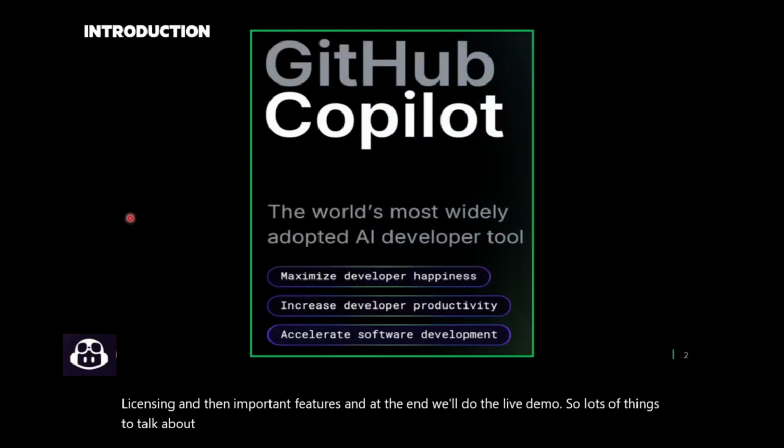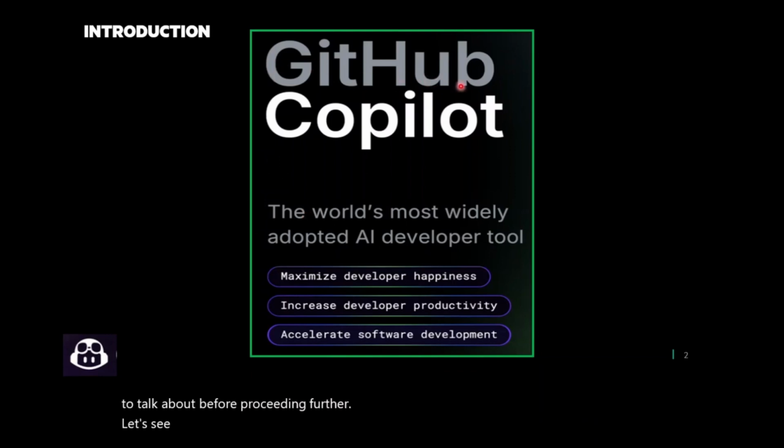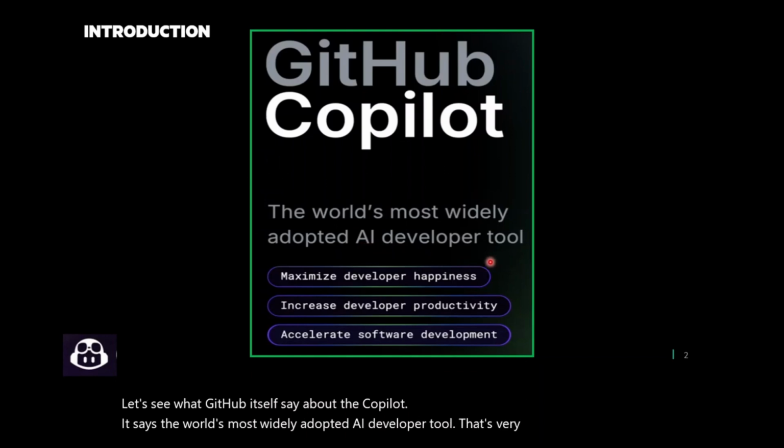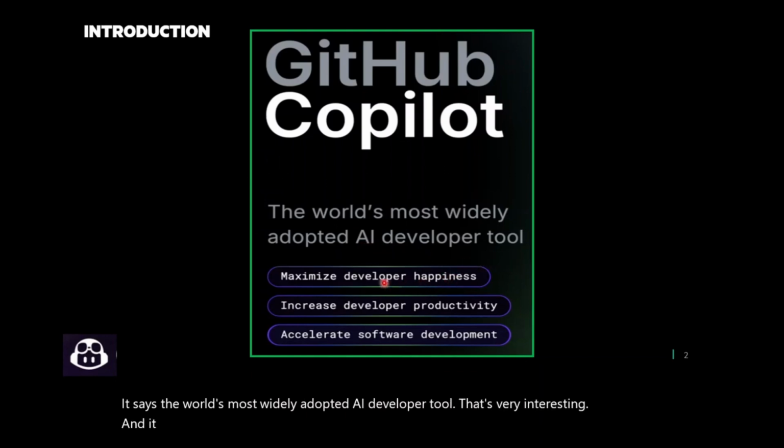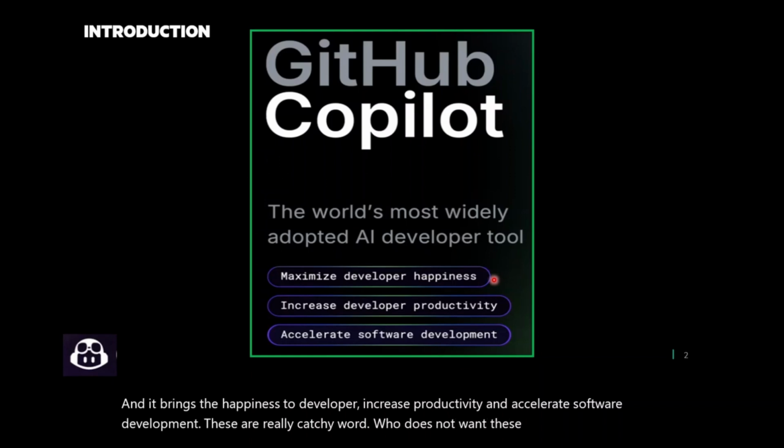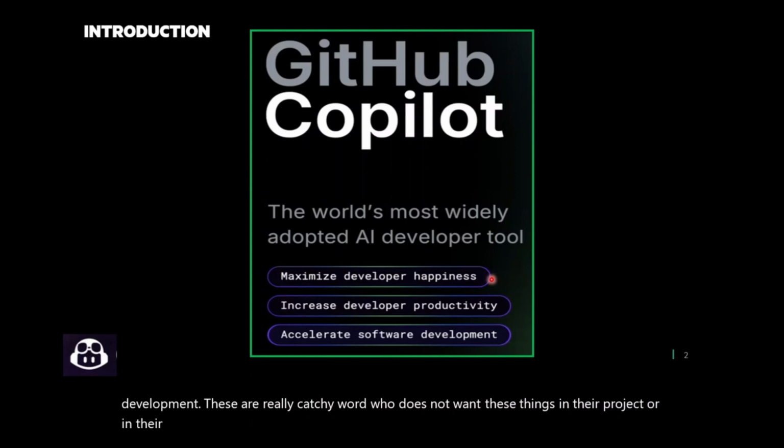Before proceeding further, let's see what GitHub itself says about Copilot. It says the world's most widely adopted AI developer tool. That's very interesting. And it brings happiness to developers, increases productivity, and accelerates software development. These are really catchy words. Who does not want these things in their project or in their career? So lots of important things to talk about.